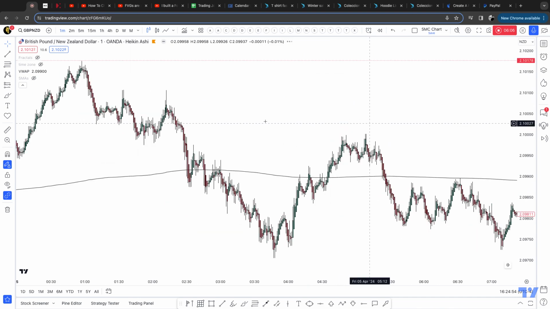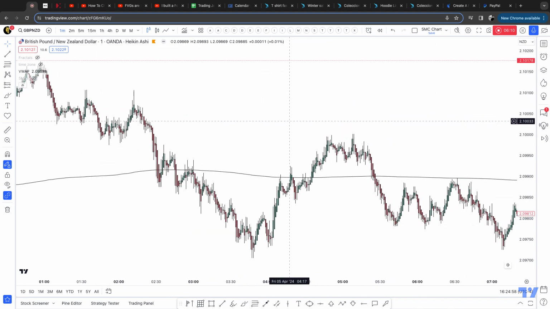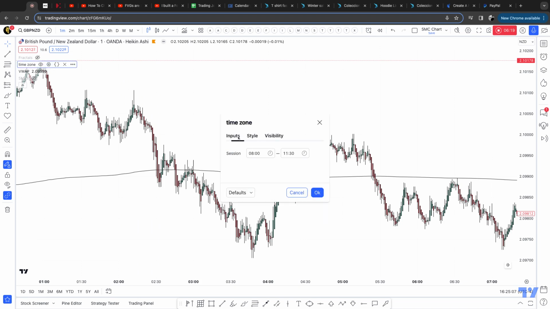Now, there are a couple of rules if you want to follow here. Let's say I'm not going to be trading during Asian session, or I don't trade London session. I only trade New York. So this is where you can use this other indicator called time zone, which pretty much identifies the hours that I want to be trading.